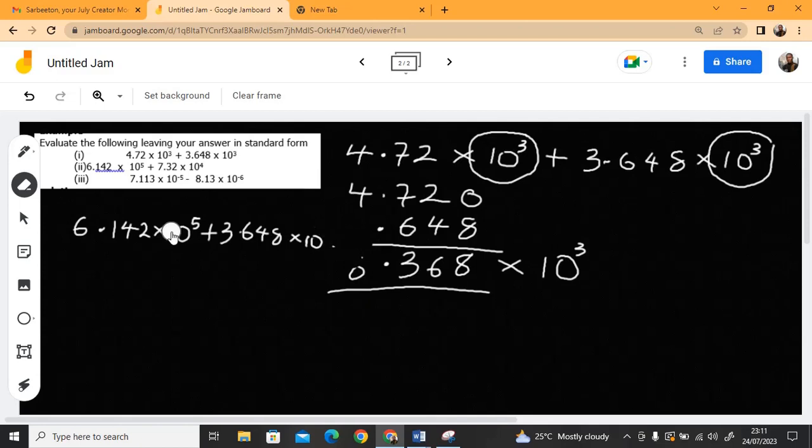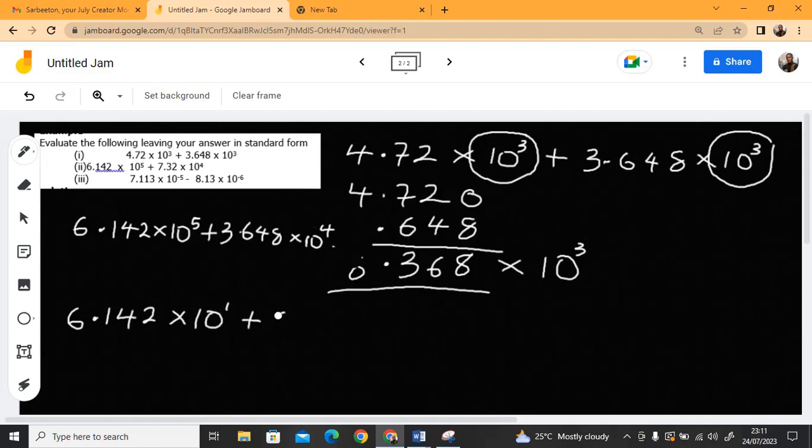Now this is 10 raised to power of 4 here. What you're going to do here is pick the lowest one between 10 raised to the power 5 and 10 raised to the power 4, which is 10 raised to the power 4, right? Because 10 raised to the power 5 is bigger. So when you take away 5 from 4, you still have 1. So in this one, you still have 6.142 times 10 raised to the power of 1. Just note that.